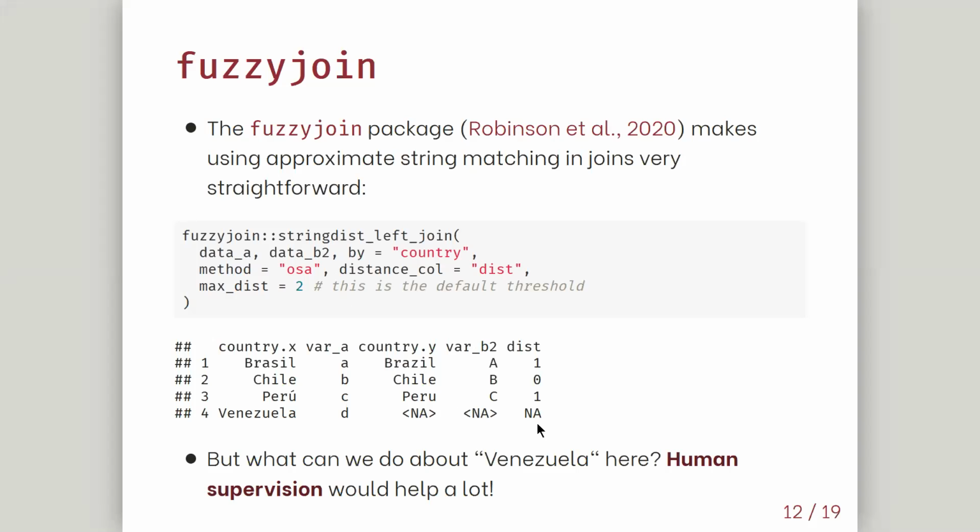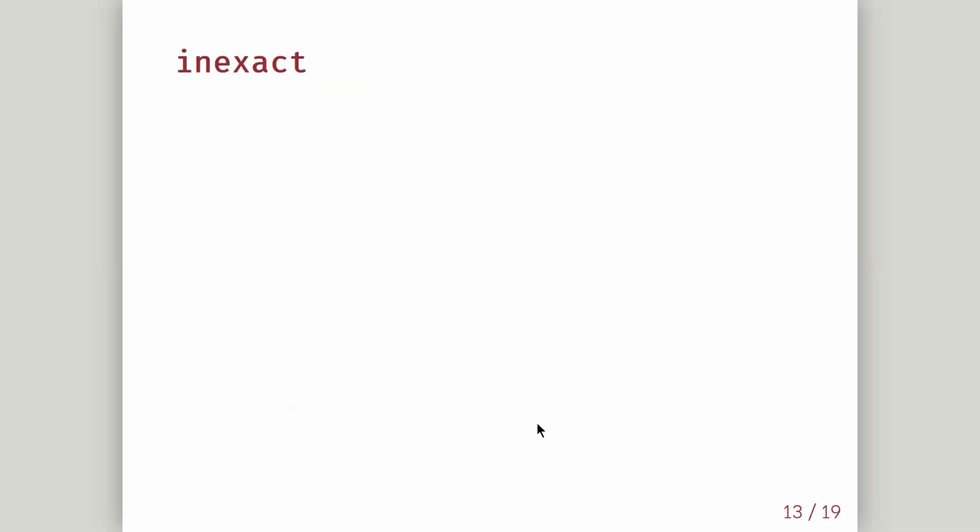So what can we do about Venezuela? We know that human supervision would help a lot. Like you can see that Venezuela and the long name are basically the same in human eyes. That's also true for names. Like when I work with politicians' names, it's very clear they are the same, but for some reason they're spelled differently, or they have a middle name in between, and that mixes up everything. So what can we do?